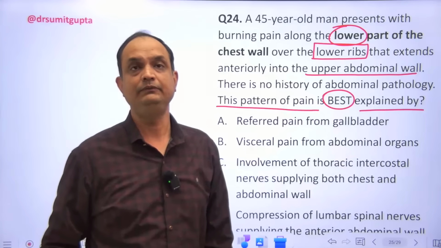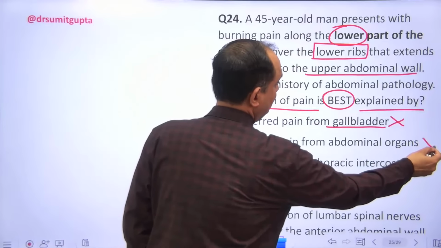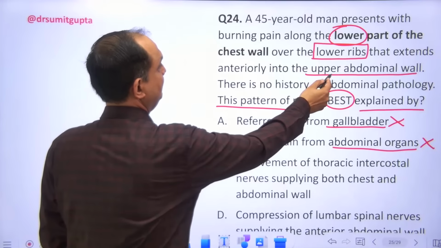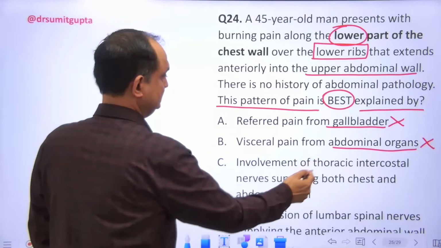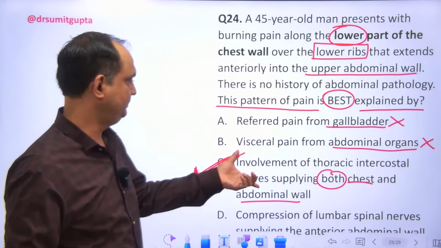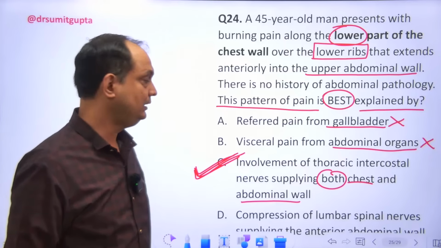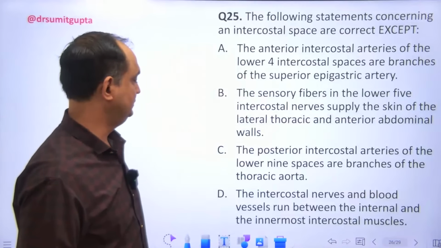So, referred pain from gallbladder, no, it cannot be the answer, because gallbladder pain goes to the shoulder. Visceral pain from the abdominal organ, no, it is again not the answer, because we are dealing with the abdomen and chest both. Involvement of thoracic intercostal nerve supplying both chest as well as abdominal wall, yes, because this is the typical presentation when there is involvement of thoracoabdominal spinal nerves. Clear? So this is the answer C. Now I'll move to the next question.